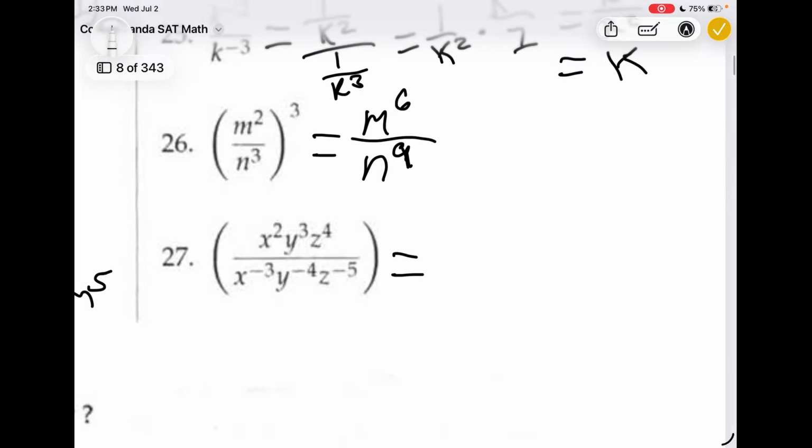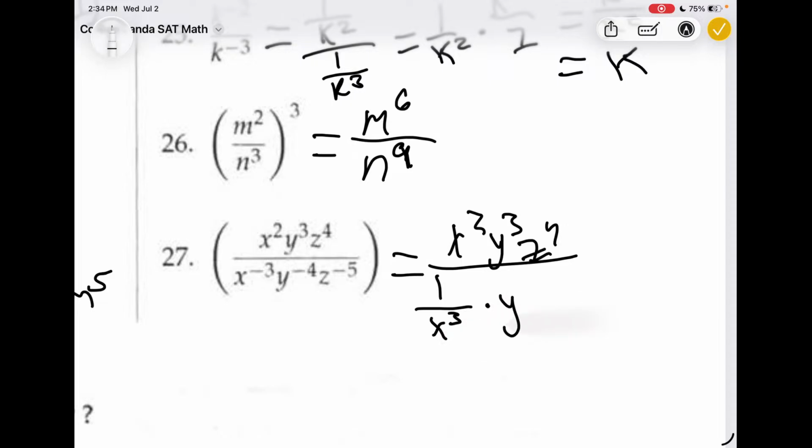Okay, this one's pretty big here. Whew. So this is equal to x squared, y third, z fourth, so it would be over 1 over x third times 1 over y fourth times z, or 1 over z fifth here.